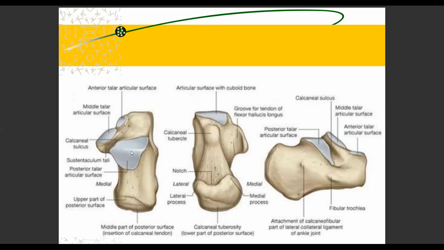So there are different surfaces of the calcaneus bone. These are some discussion of these surfaces: the medial side, the lateral side, the posterior surface, the plantar surface, and the lateral surface.